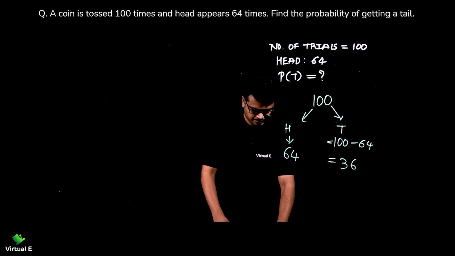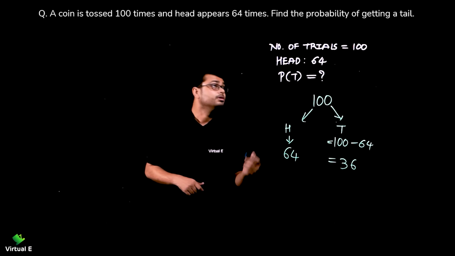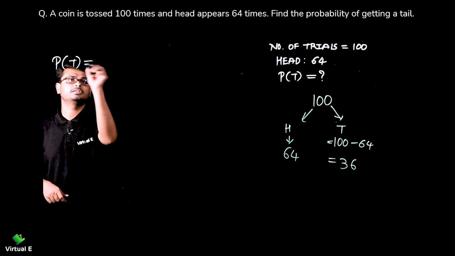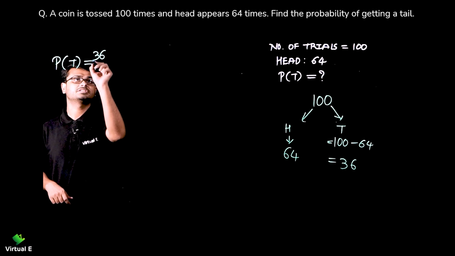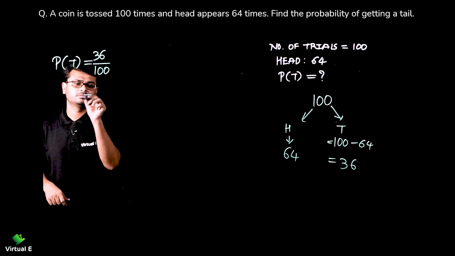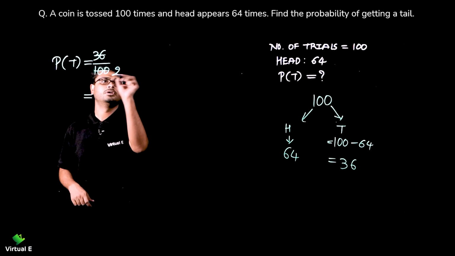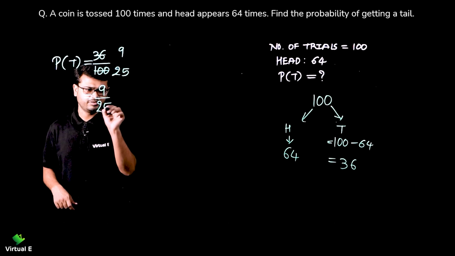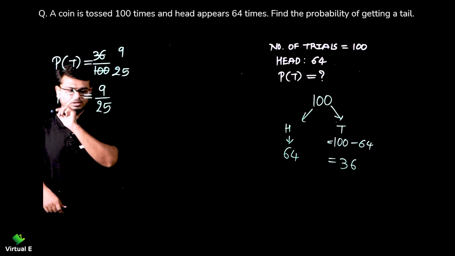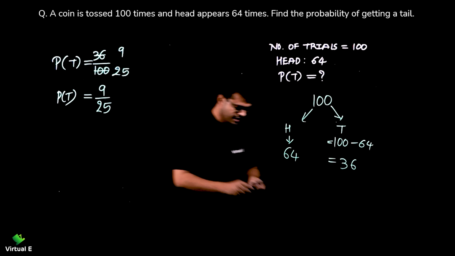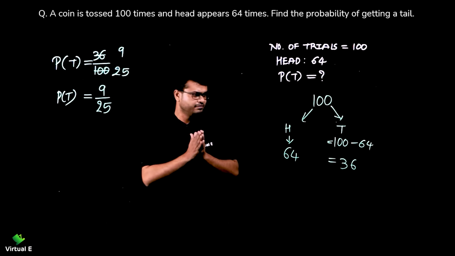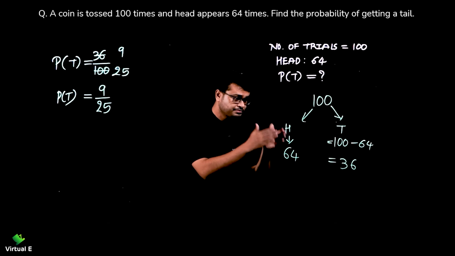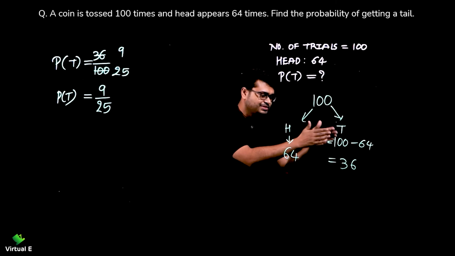So let's mention it, then we are done. So here probability of getting tail is equal to 36 by 100. So here 4 25s are 100, 4 9s are 36, so 9 by 25 is the probability of getting the tail. Very simple logic. The reason behind the case we discussed was that we did not have the number of outcomes for the tail. We had it for the head, but probability was asked for the tail.